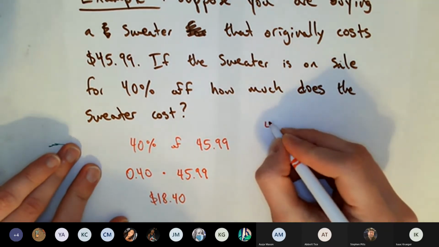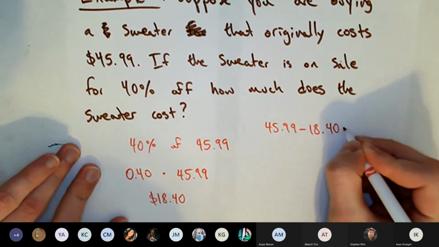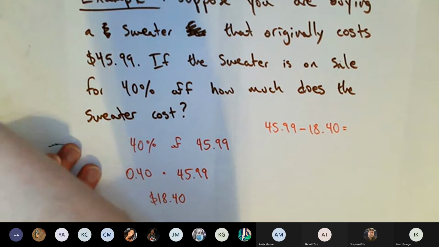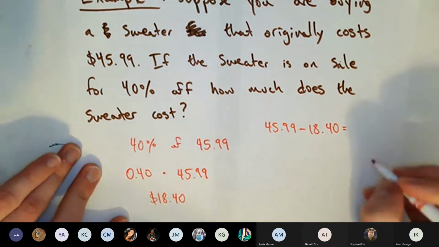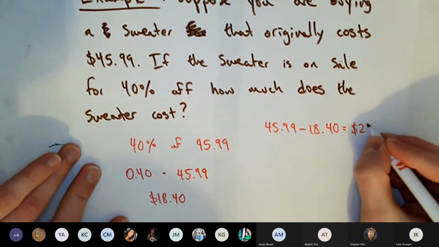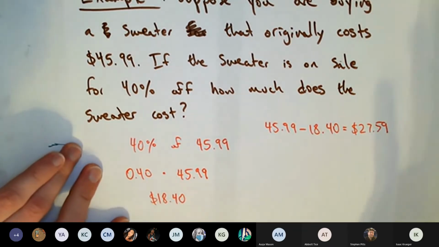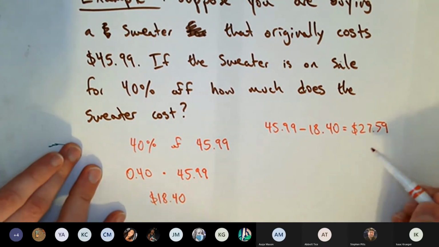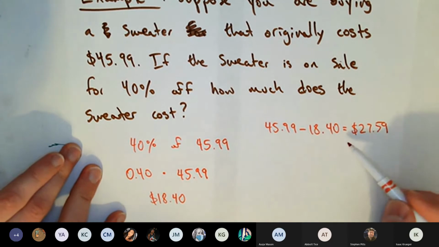So now I'm going to do 45.99 minus 18.40. And I'm just going to use a calculator for that. And I'm getting 27. There we go. That's what you would pay before tax. How much would you legitimately pay at the register? Well, that would depend on what the sales tax percentage is, but just for 40% off of the sticker price would be about $27.59, or about $28.